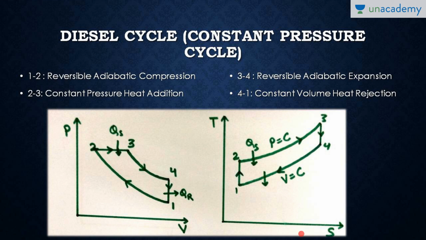Similarly, you can see this in TS diagram. 1 to 2 is reversible adiabatic compression. 2 to 3 is constant pressure heat addition. 3 to 4 is reversible adiabatic expansion. 4 to 1 is constant volume heat rejection. These are the four processes, as you can see in PV diagram as well as in TS diagram.